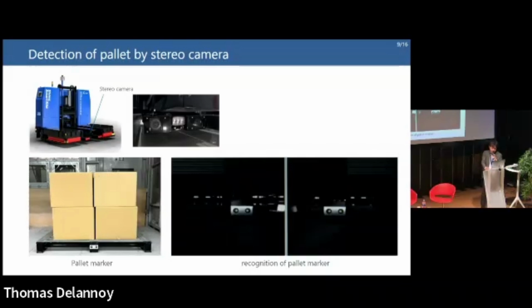Camera sensors are used for loading and unloading. Stereo cameras on the automated trolley detect markers on a skid pallet and measure the pallet's position. Since this pallet is intended for construction sites, it is attached with a marker.